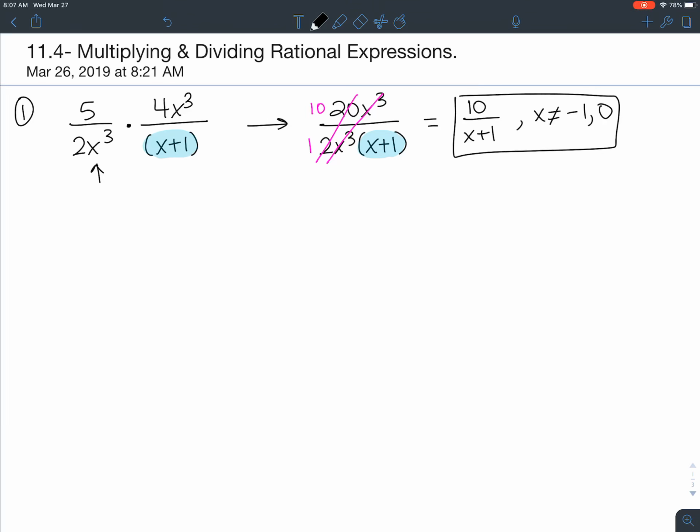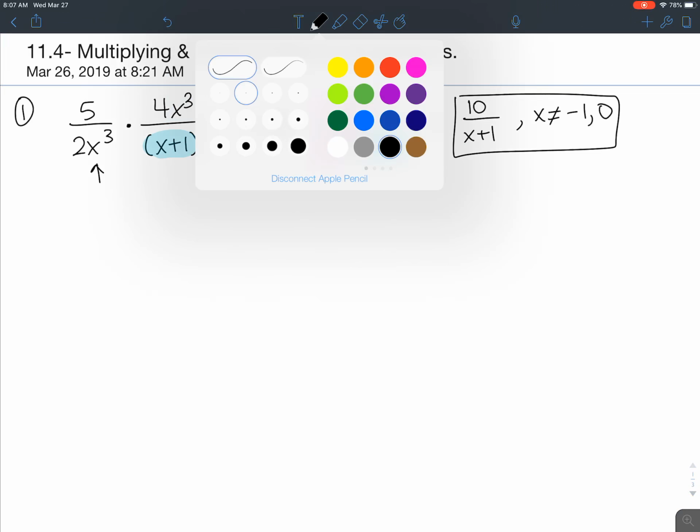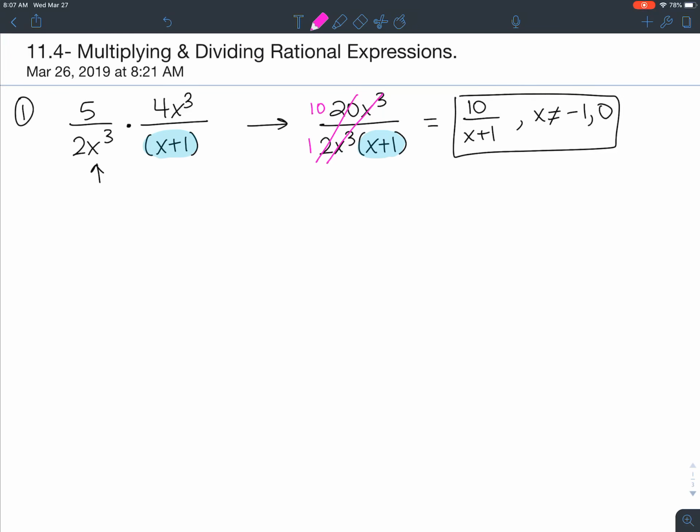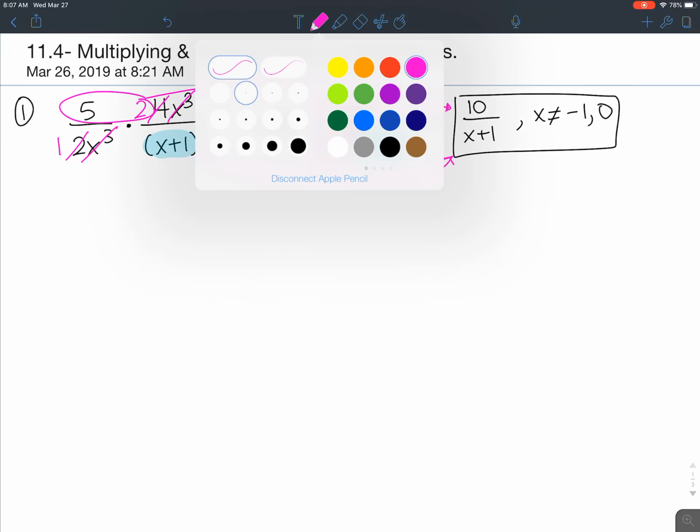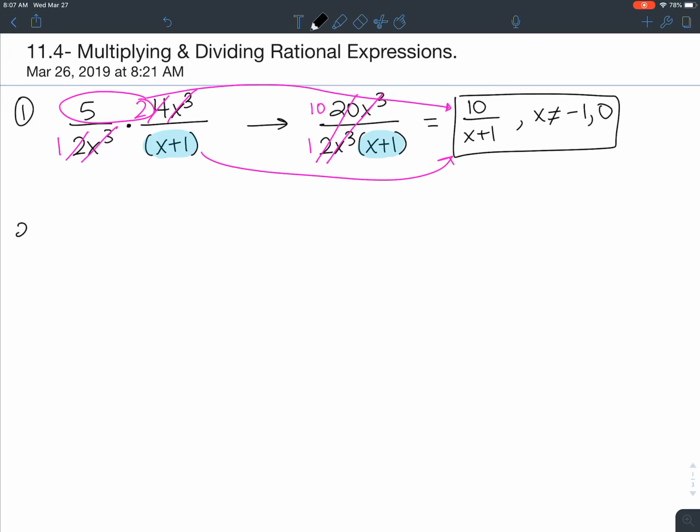Now, there is a shorter method. So instead of multiplying and then reducing, we could have reduced from the beginning and said, well, x cubed divided by x cubed is 1, and 4 divided by 2 is 2, and this would become, again, another 1. And then we can multiply, and we would say 5 times 2 is 10, and 1 times x plus 1 is x plus 1. So we could simplify from the beginning, or we could simplify after multiplying.